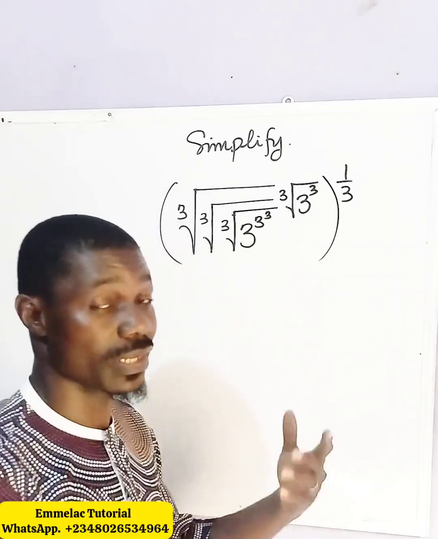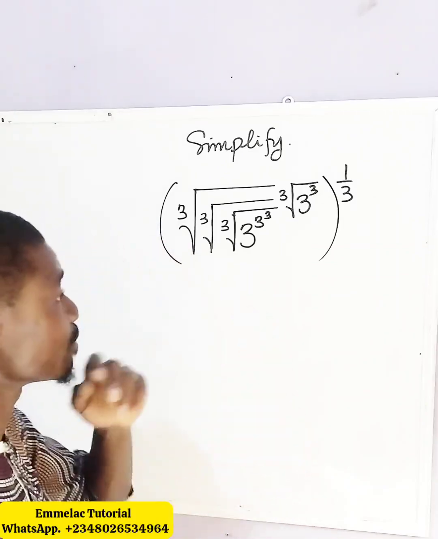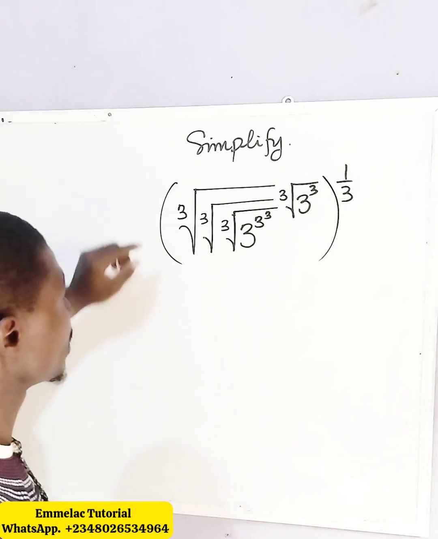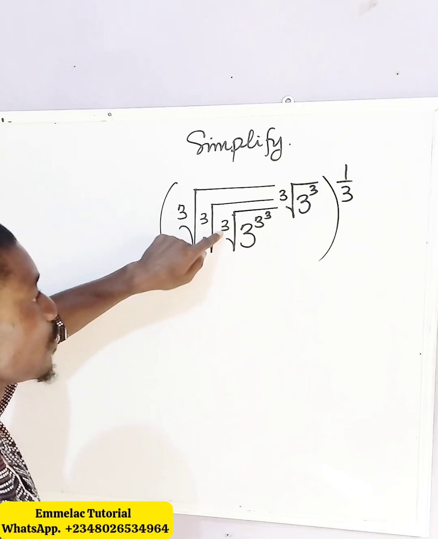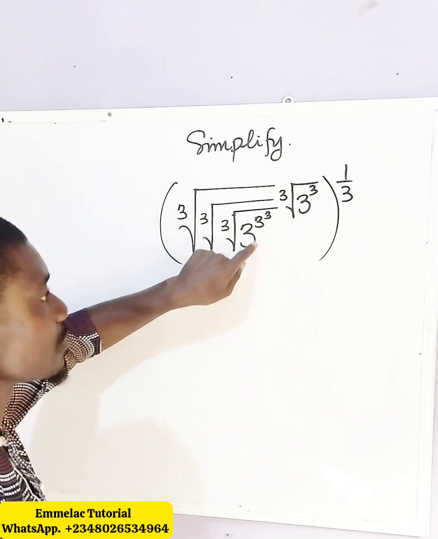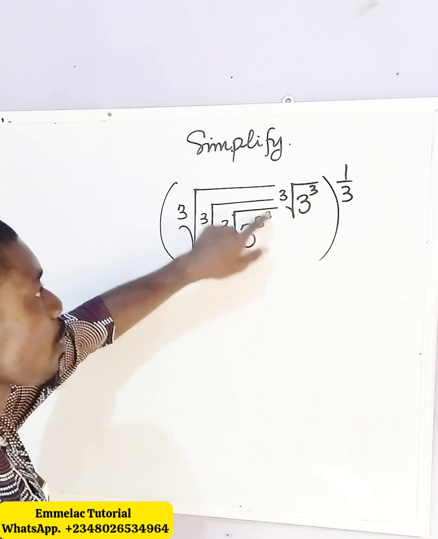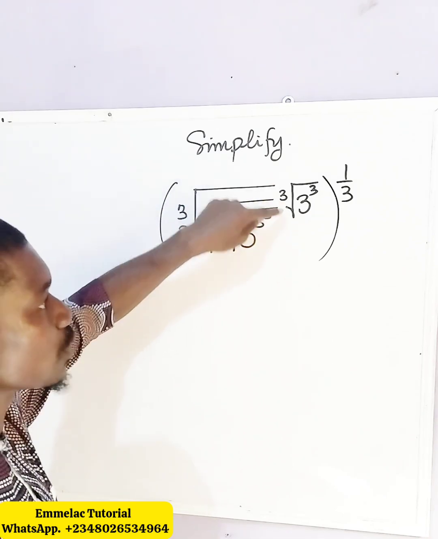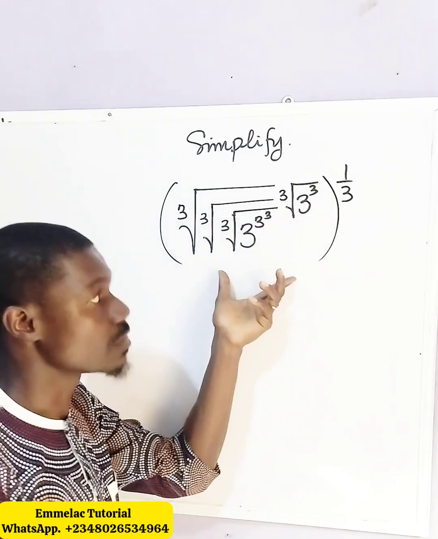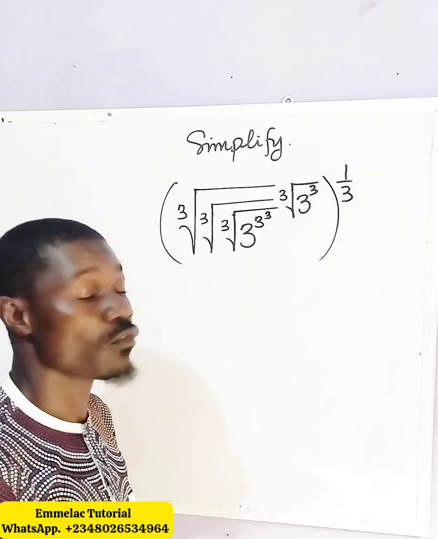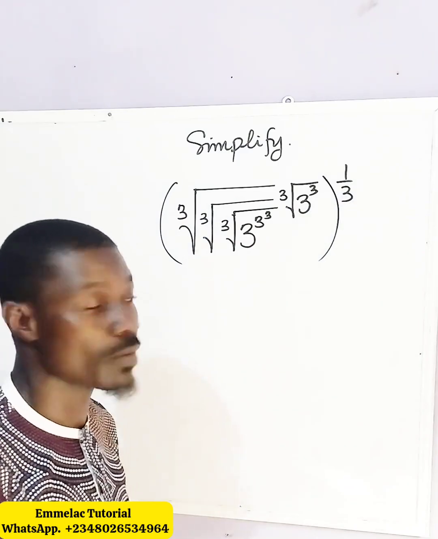Welcome to molecular tutorial. Now let us simplify this expression on the board. It says: the cube root of the cube root of the cube root of 3 raised to the power of 3 raised to the power of 3, all of this raised to the power of the cube root of 3 raised to the power of 3, and the whole of this expression raised to the power of 1 over 3. How do we go about this?